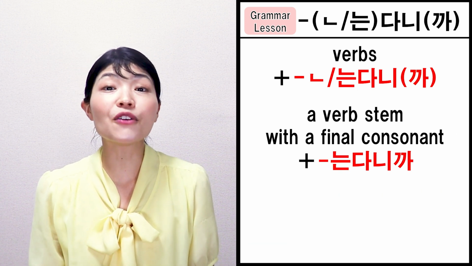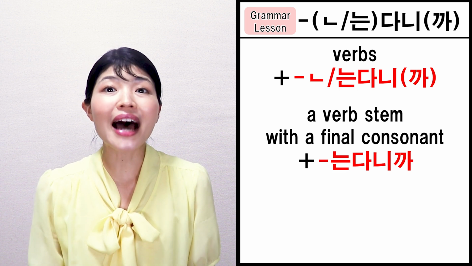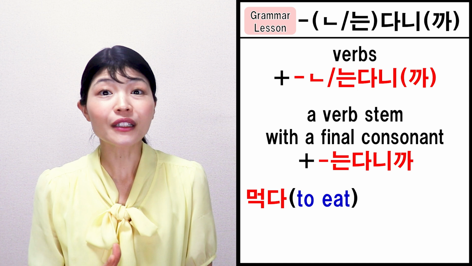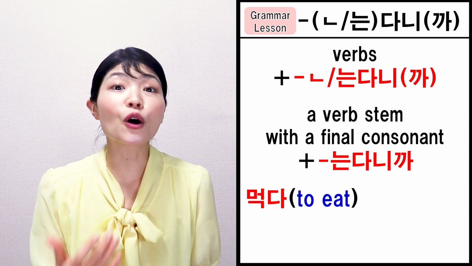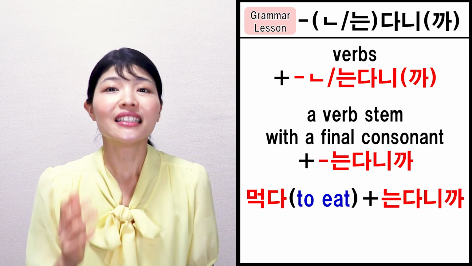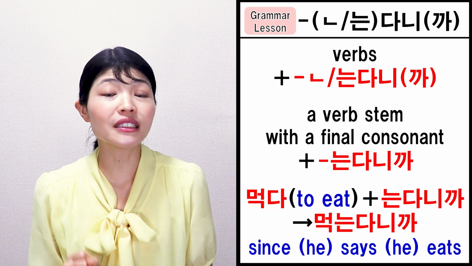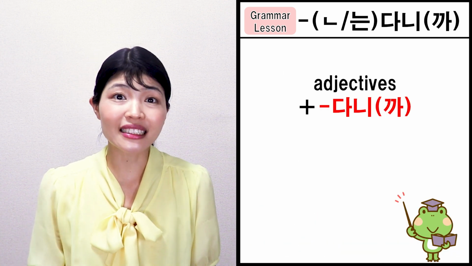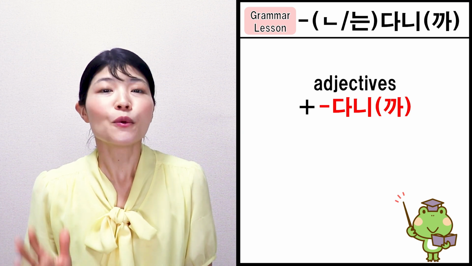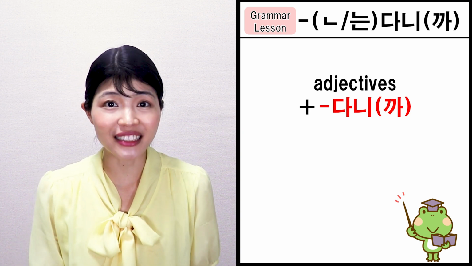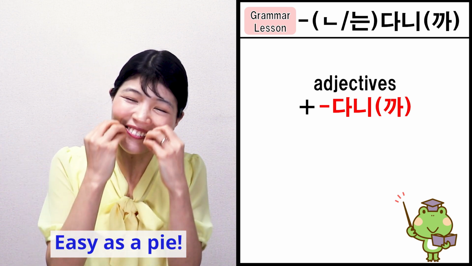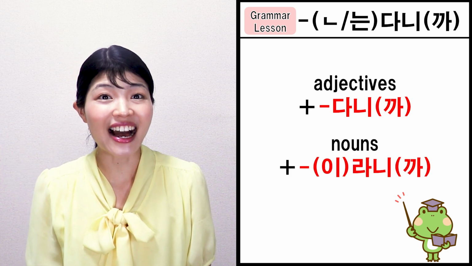If a stem has a final consonant, you add 는다니까 to the stem. For example, 먹다, to eat, has a final consonant. So you add 는다니까 to make 먹는다니까, since he says he eats. For adjectives, you use 다니까 regardless of a final consonant. This is easy as a pie. For nouns, you add 이라니까.